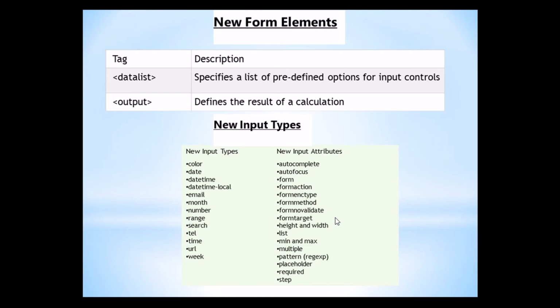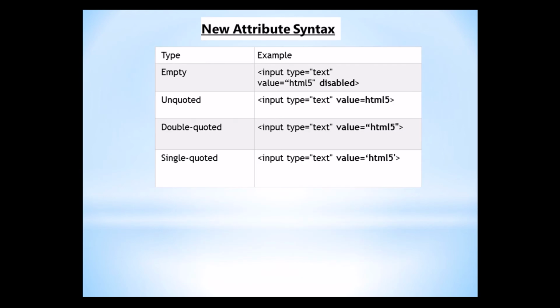Okay, so let's move on. The next new attributes that have been added are for the syntax. Here, as you can see, similarly for the input element, you have the type empty, which is disabled. You don't have any value attribute for that element.